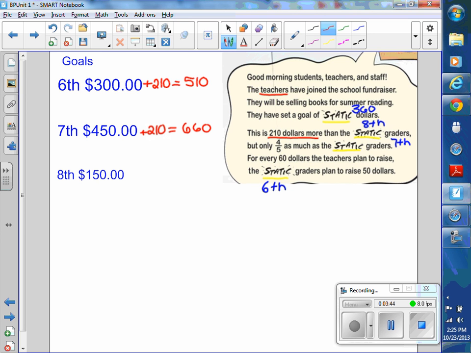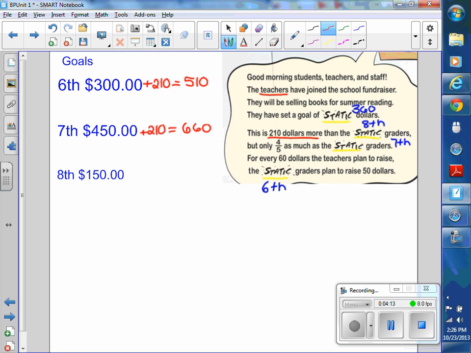You can do it. I'm confident that you can do it. So we're saying the teacher's goal is $210 more than one of the classes, right? So there's only 3 possible numbers that the teacher's goal could be. I found 2 of them. What's the third? How did I find the first 2, Casey?